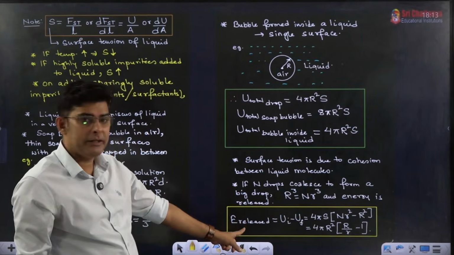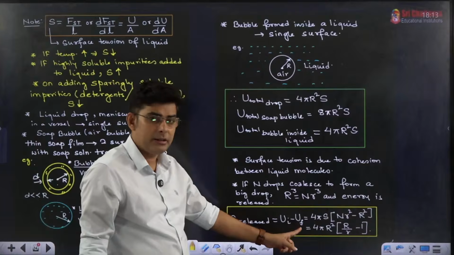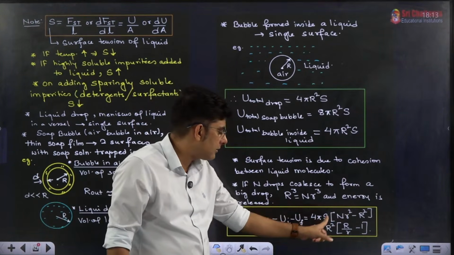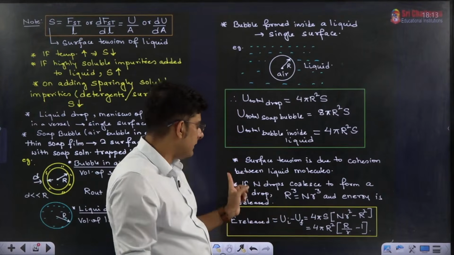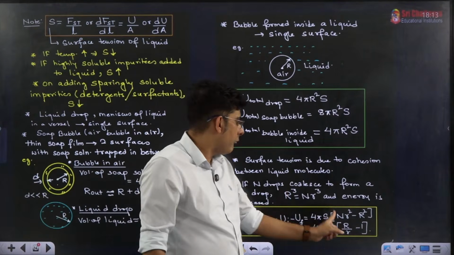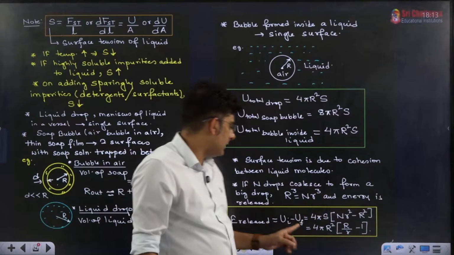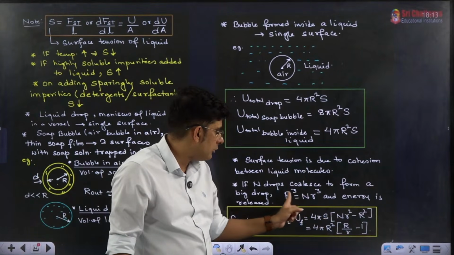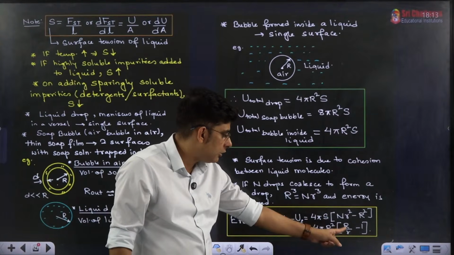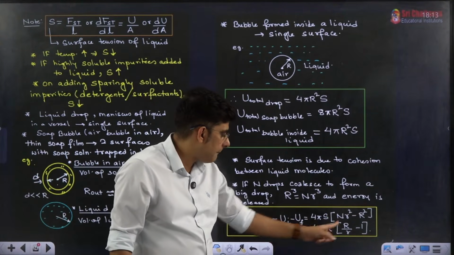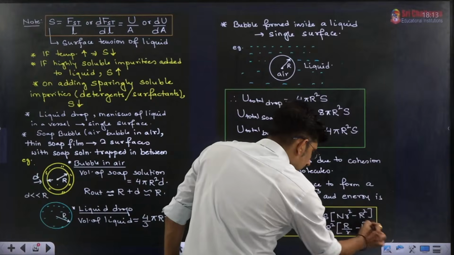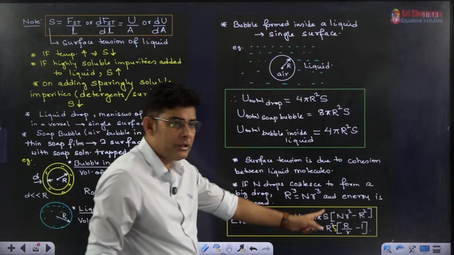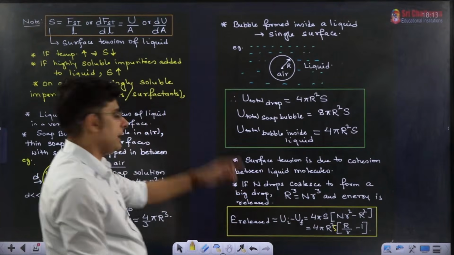And I said energy will be released. What is energy released? Initial minus final. Initial energy: you had N drops. For one drop 4 pi small r square into S, multiplied by N. Final: you have one single drop, 4 pi capital R square S. Then take 4 pi r square common outside. In place of N you can write R cube by small r cube. So you will get 4 pi r square, I am sorry, here S we had left, 4 pi r square into S, and inside, capital R by small r minus 1. This is the energy released.